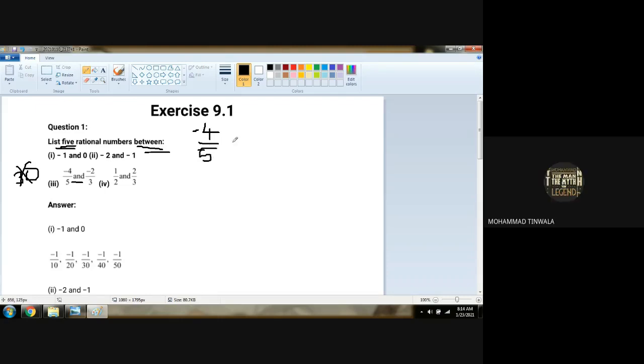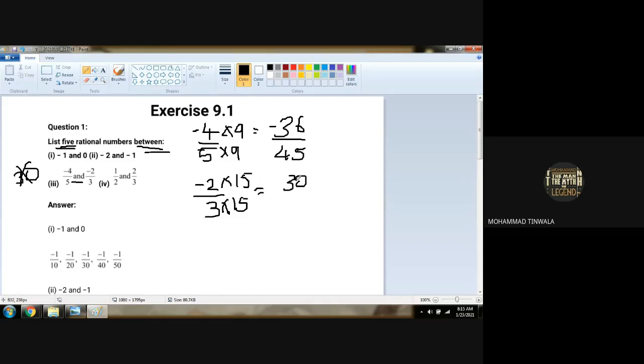Do you understand, sir? So 5 will be multiplied. 5 9s are 45. We have to make 45, so 9 will be multiplied in the numerator also. 3 multiplied by 15, so in the numerator also 15 will be multiplied. So 4 9s are 36, minus 36 upon 45. Over here 15 2s are 30, minus 30 upon 45. Am I correct?